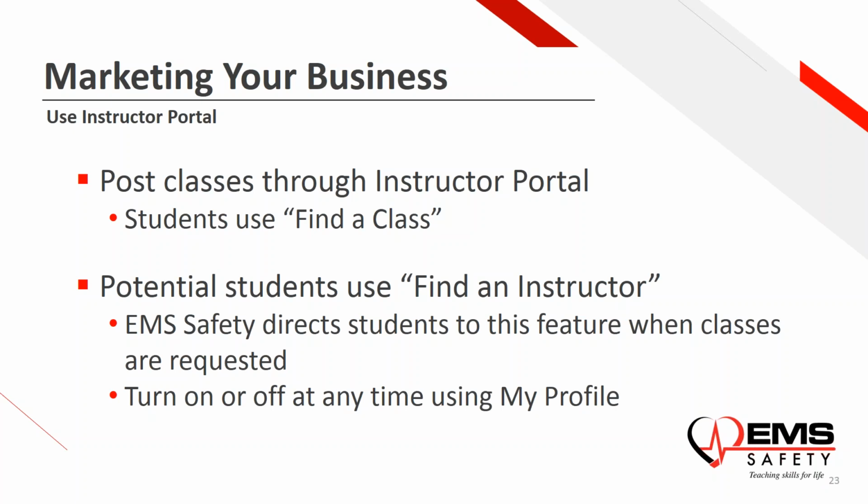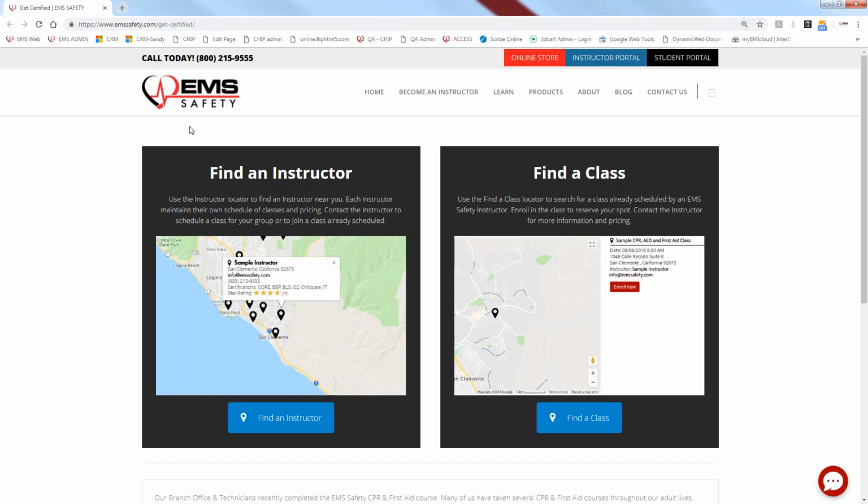So let's talk about using the instructor portal, but for marketing purposes. So we have a lot of features on our portal, and we want you guys to really start maximizing those features and really using it to your advantage. So one of these features is, as an instructor, you have the ability to go in and post upcoming classes directly into your portal. And so when there's students in your area that are looking for a class, they would come to emssafety.com and click on Find a Class.